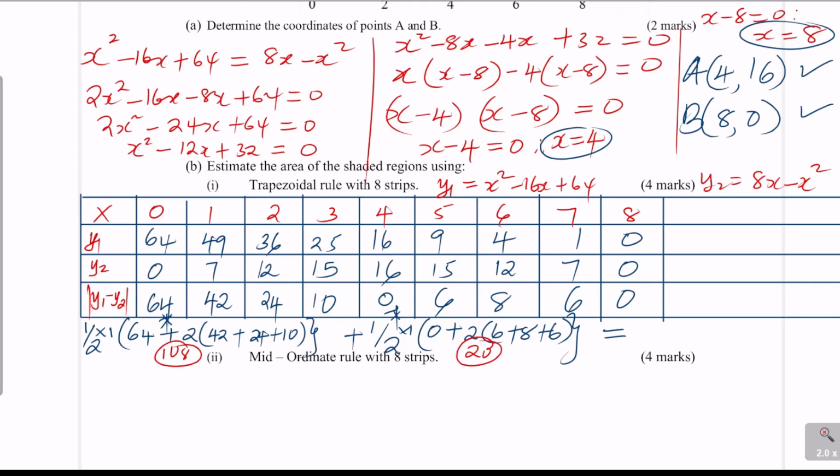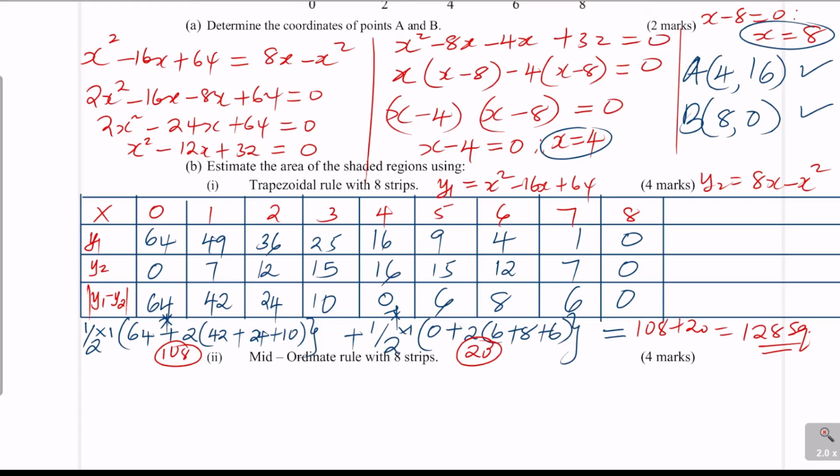So from 0 to 4, when you work it out, you get 108 square units. Then from 4 to 8, you get 20. So when you add 108 plus 20, you get 128 square units. So that is how you get the area using the trapezoidal rule with 8 strips.